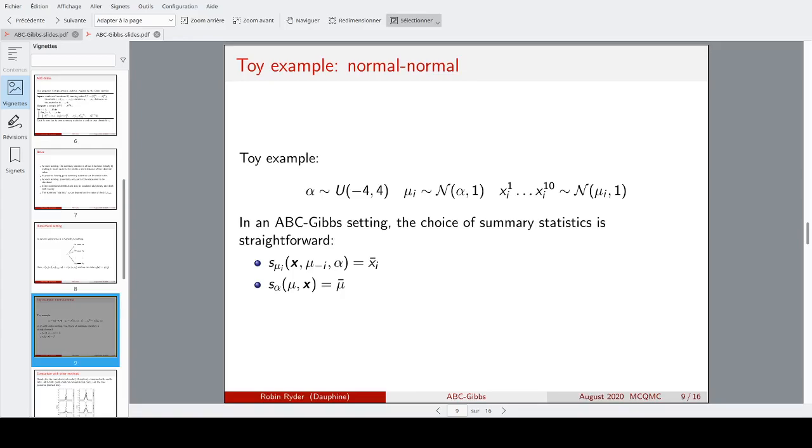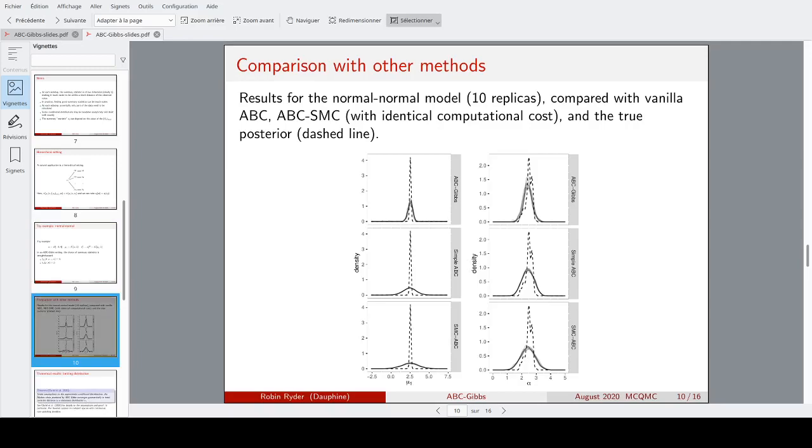Alright, so now if we look at what we get, here you have a comparison. The top two graphs are ABC Gibbs, then you have vanilla ABC and ABC SMC. And you're going to have 10 replicas, which is why you have this kind of shading. And you have the dashed line, which is going to be the true posterior, which is what we would hope to get with epsilon equals 0.